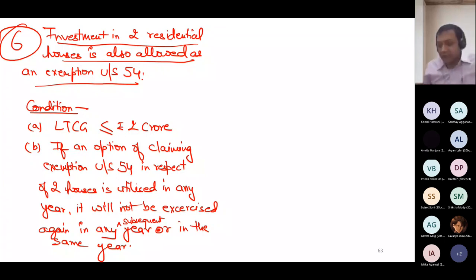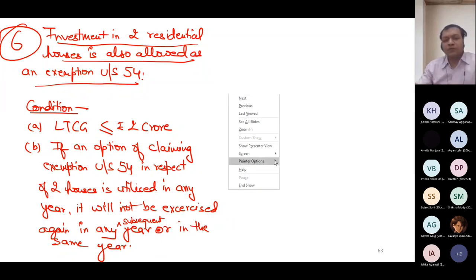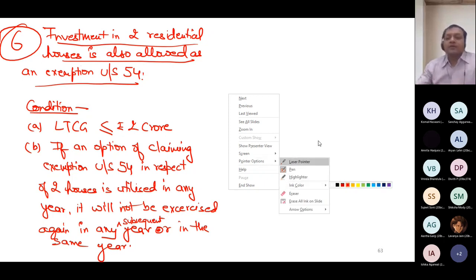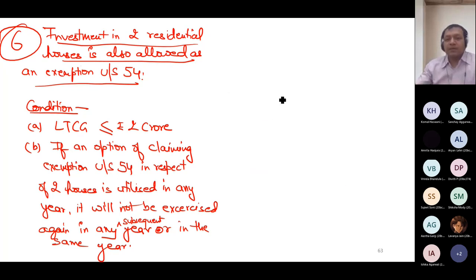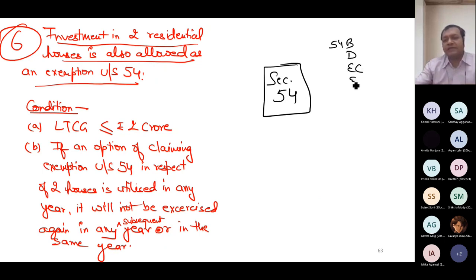That's it. This is what my entire section 54 is. You must read section 54 carefully because all the other exemptions are totally dependent on it. So in this lecture we have covered section 54. If you understand section 54, you will easily understand 54B, 54D, 54EC, 54F. These will become very easy for you to understand.